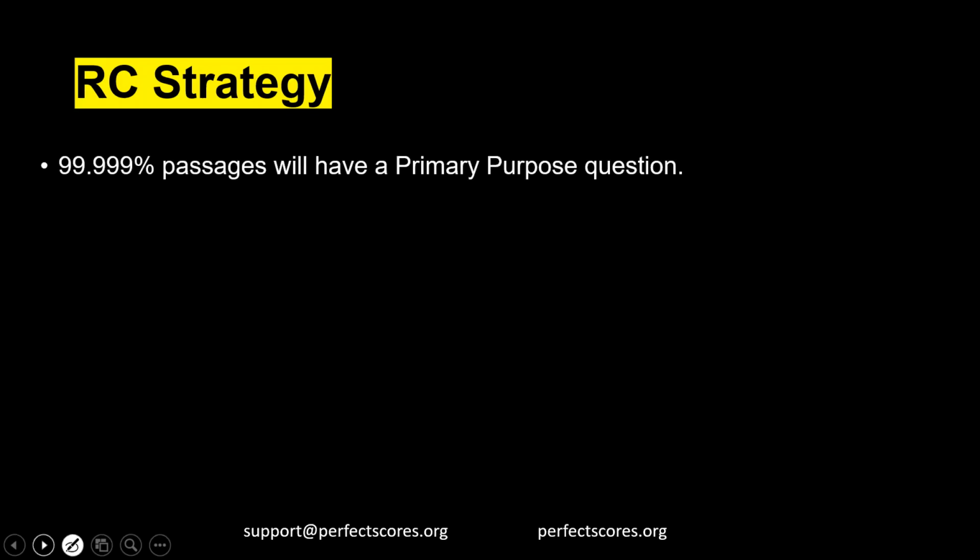I did tell that most of the passages you will have, probably all of them, will have a question on primary purpose. Now, this question can either be on the whole passage or it can be on a particular paragraph as well. So it's always a good idea when you take down notes, always note down what is the primary purpose of each paragraph. And by summing all of them, you get the primary purpose of the whole passage.